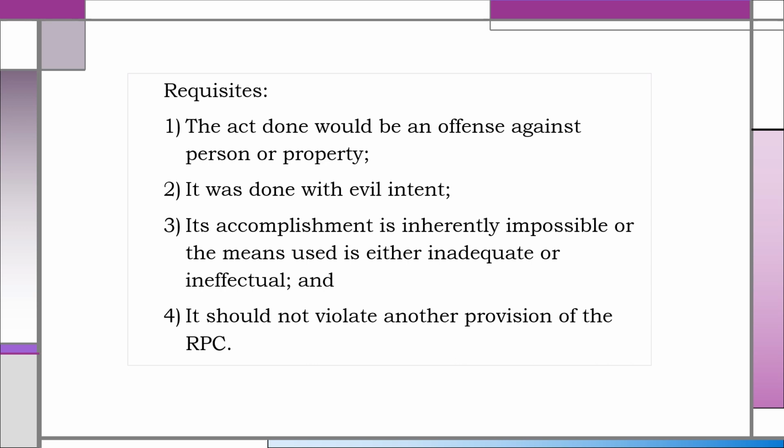Here are the requisites or elements of an impossible crime. 1. The act done would be an offense against person or property. 2. It was done with evil intent. 3. Its accomplishment is inherently impossible or the means used is either inadequate or ineffectual. And 4. It should not violate another provision of the Revised Penal Code.